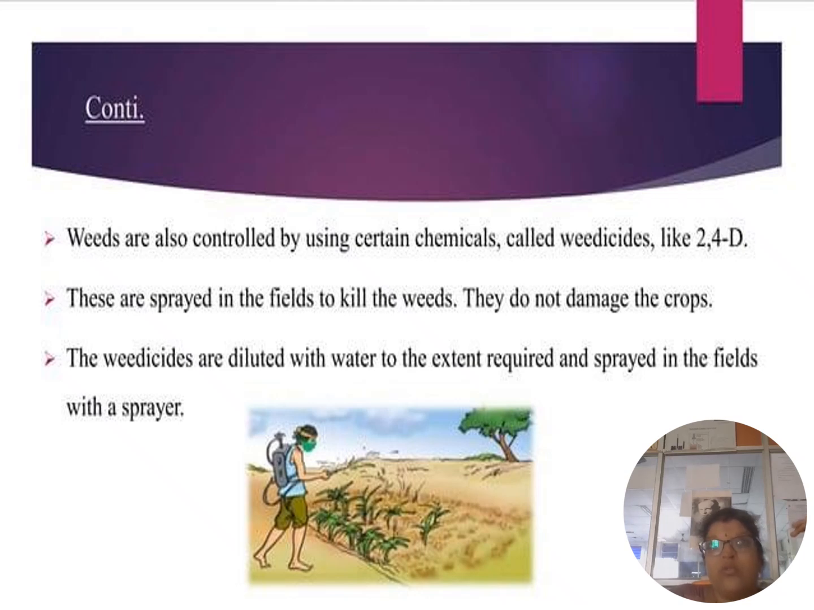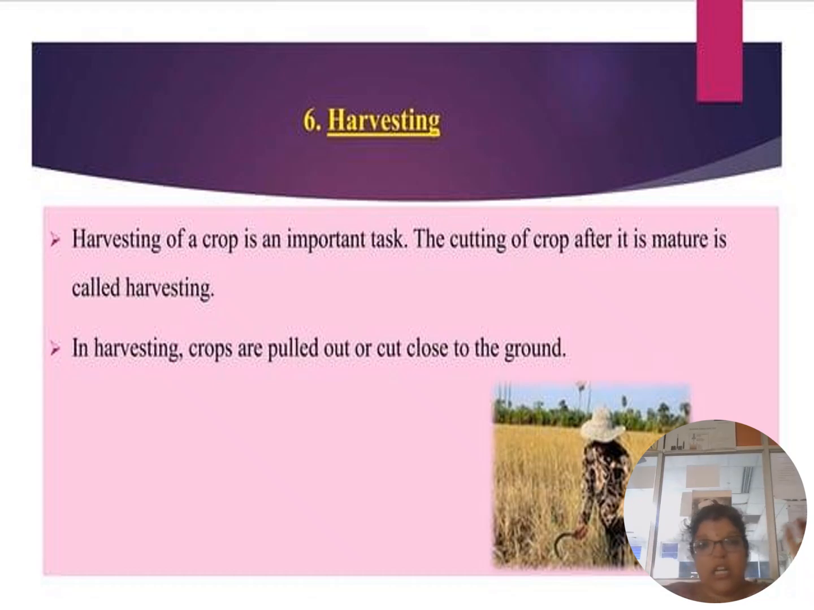You cannot use the weedicides directly for weed control. They should be diluted with water to the extent required and sprayed in the fields with the help of sprayers. The next one is harvesting.